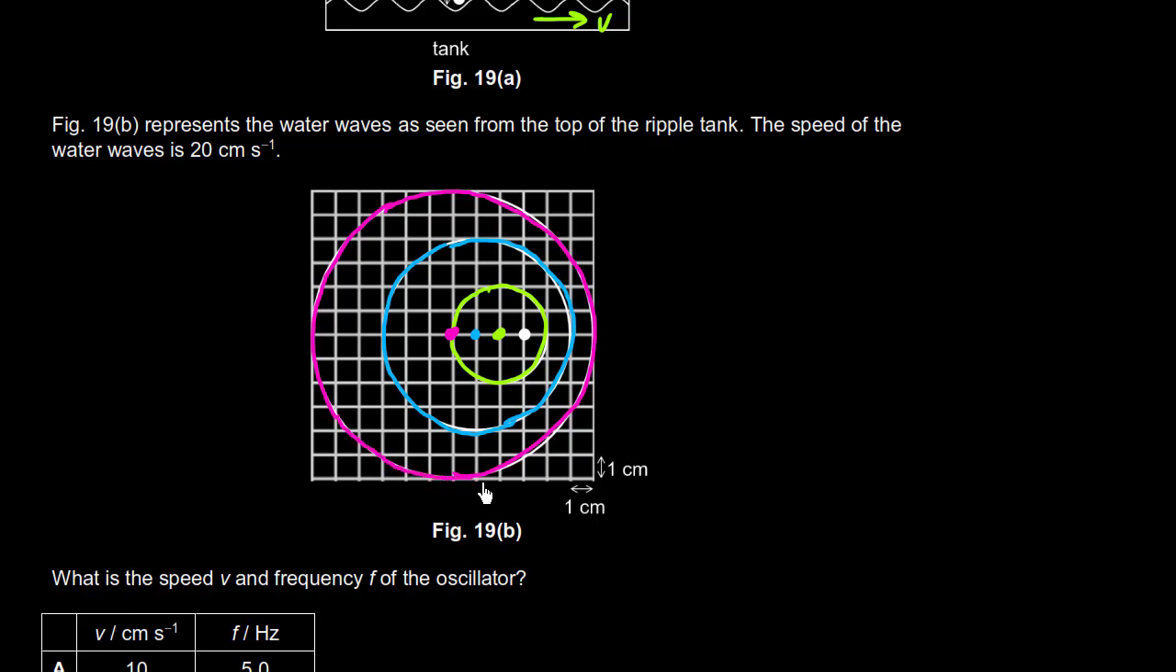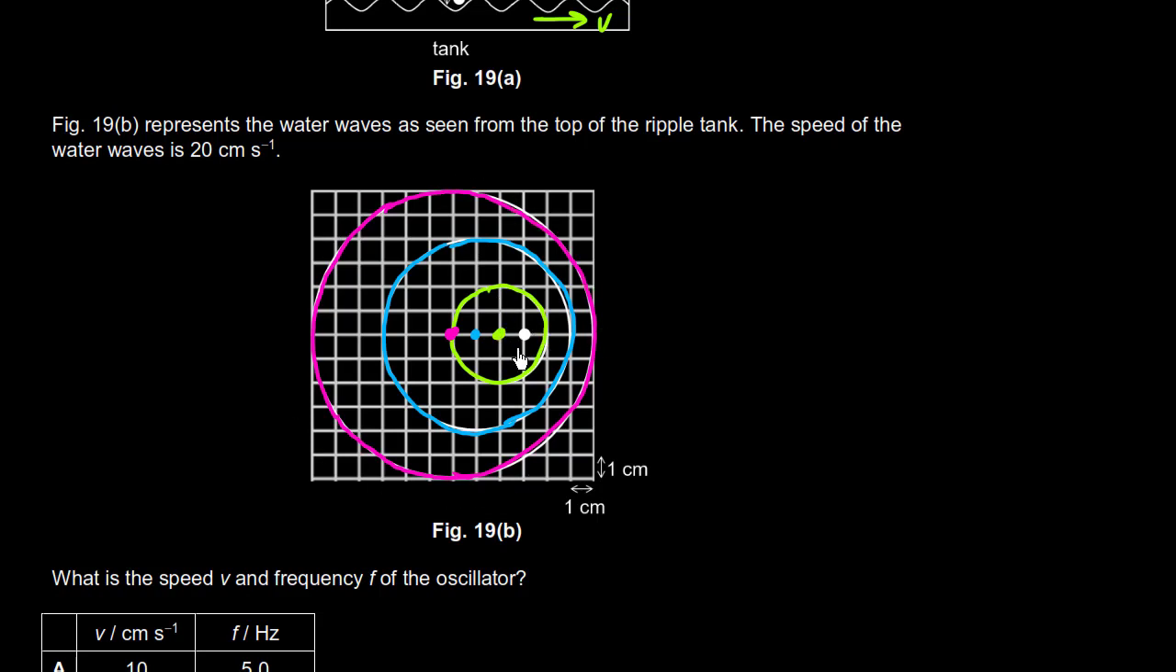Now, what is actually happening here? This is now. This is earlier on. This is earlier on. Now it's here. Earlier on, it produced this wave. Earlier on, it produced this wave. Earlier on, it produced this wave.